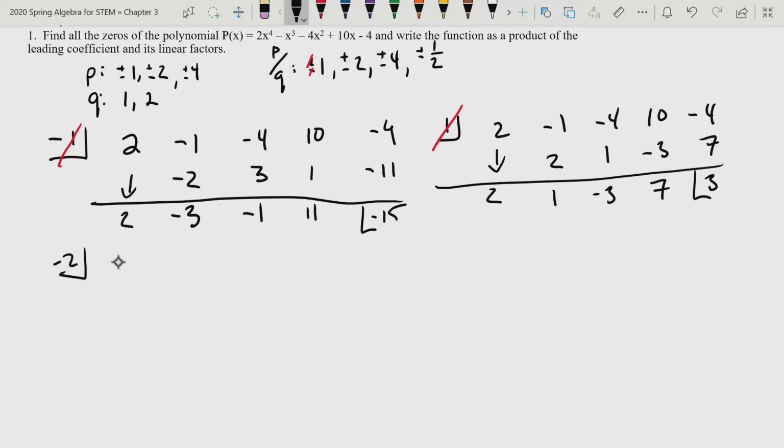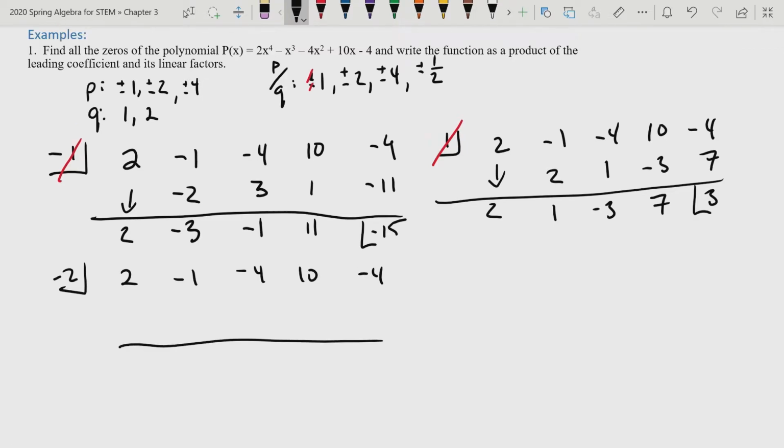-2. Again, 2, -1, -4, 10, and -4. I bring the 2 down. 2 times -2 is -4. -1 plus -4 is -5. -5 times -2 is +10. -4 plus +10 is 6. 6 times -2 is -12. 10 plus -12 is -2. -2 times -2 is +4. -4 plus +4 is 0. That means that -2 is a root of p.